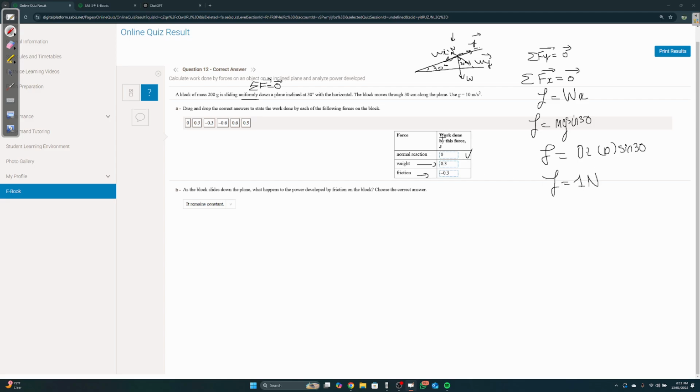So are you asking for work or friction? Work. Work is equal to force times distance times cosine of the angle between the force and the displacement. Okay, the movement is down. Friction is the other way around.